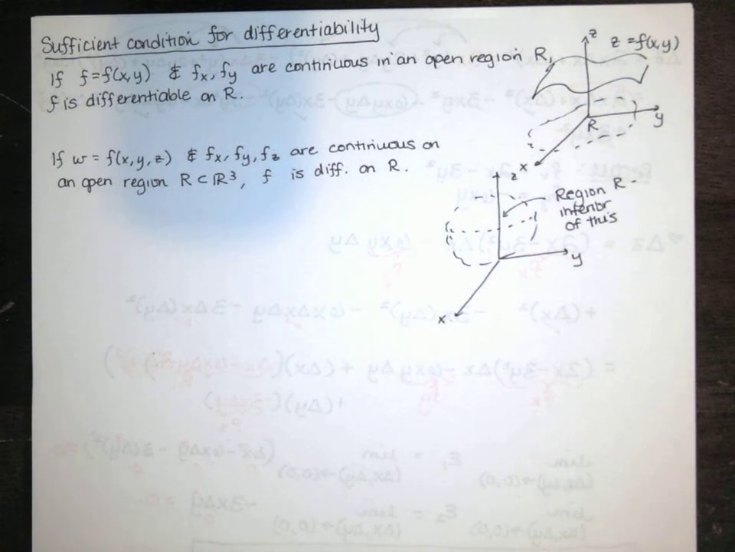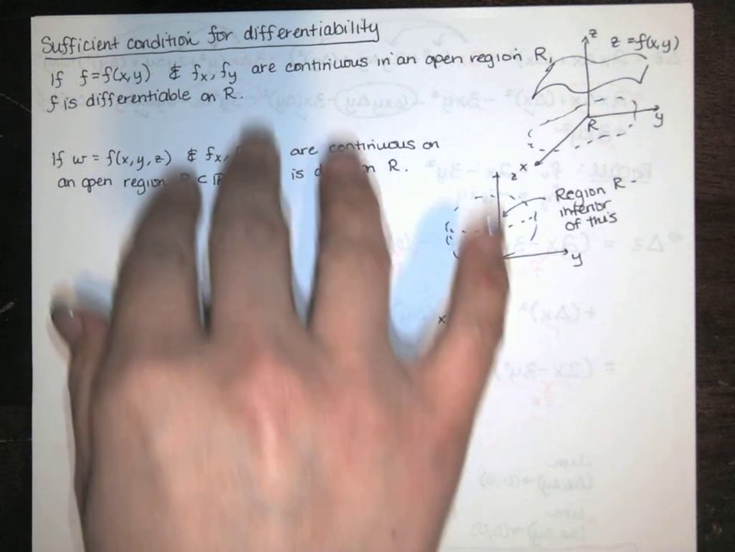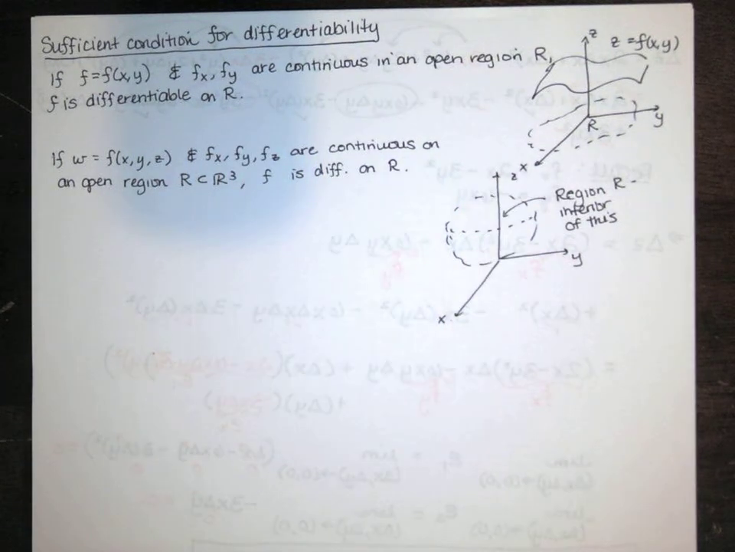Now this is sufficient. Sufficient and necessary are two different things. This says if this is true, we're guaranteed it's differentiable. Now these do not necessarily have to be true for the function to be differentiable, but if they're true, we're guaranteed differentiability. So usually we'll just check that rather than using those definitions that we talked about.